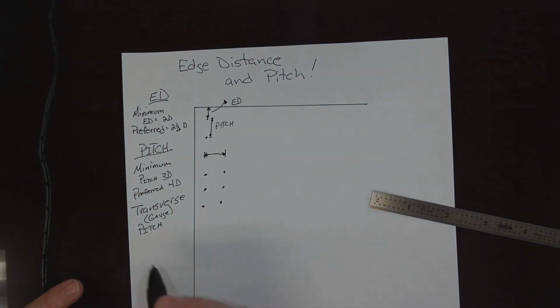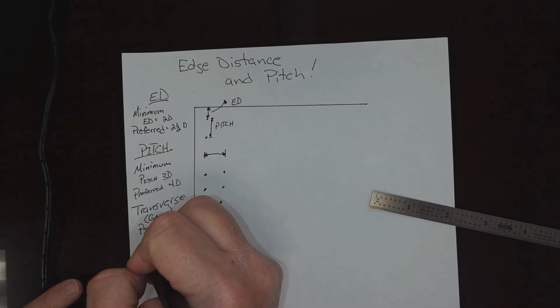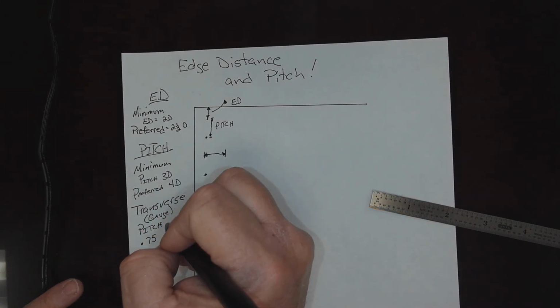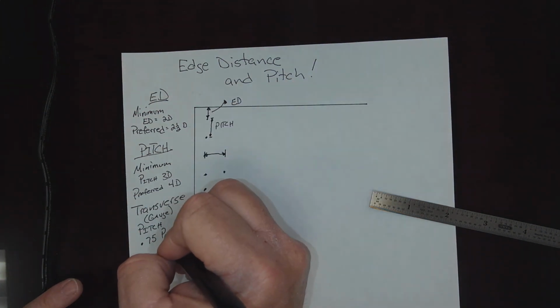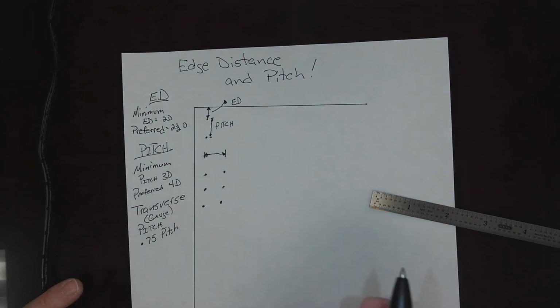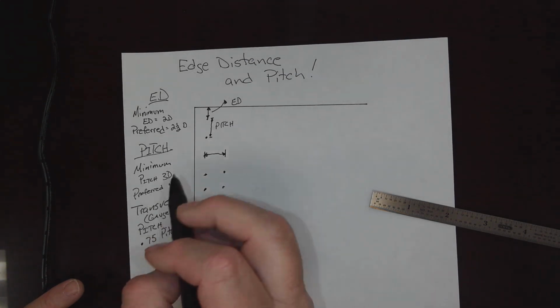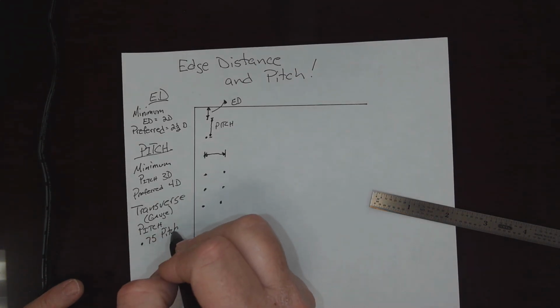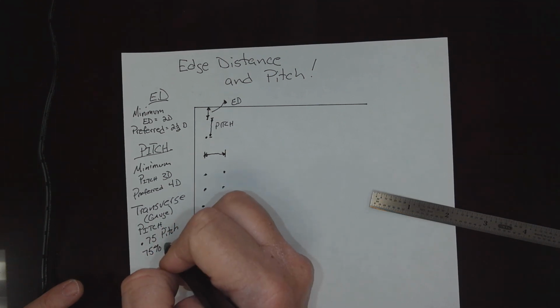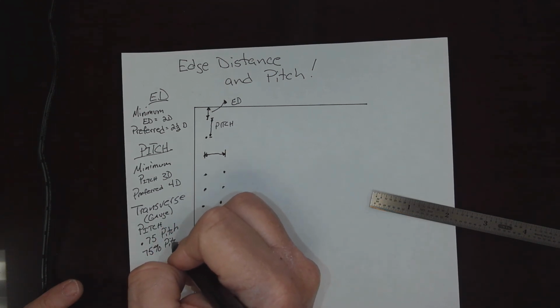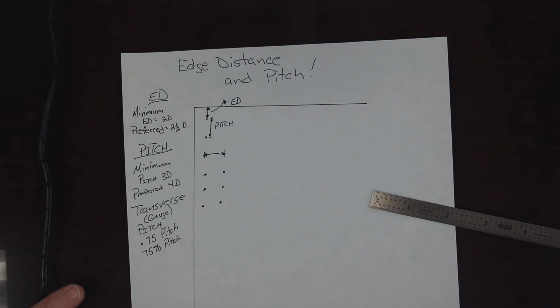Now your transverse rule is 0.75 of your pitch. By the way, all of these are test questions, so it's good to know. 0.75 pitch, or you could call that simply 75% of pitch. Either way, that's how we would calculate it.